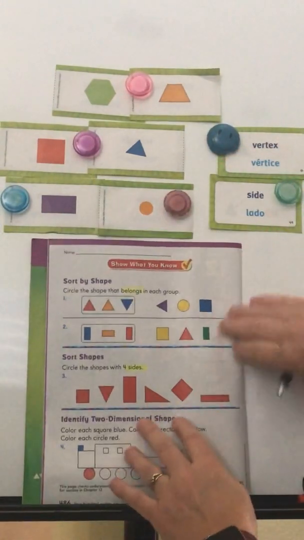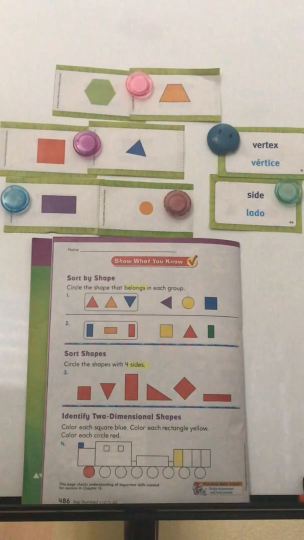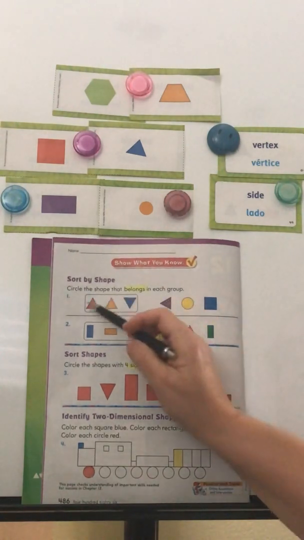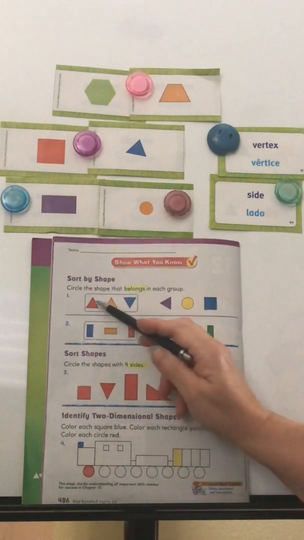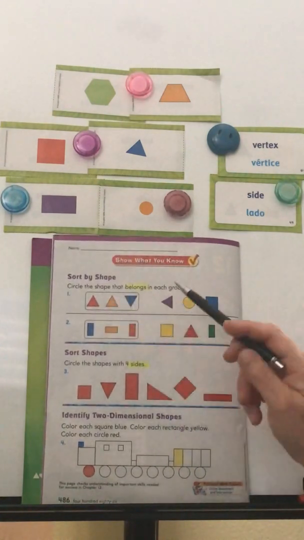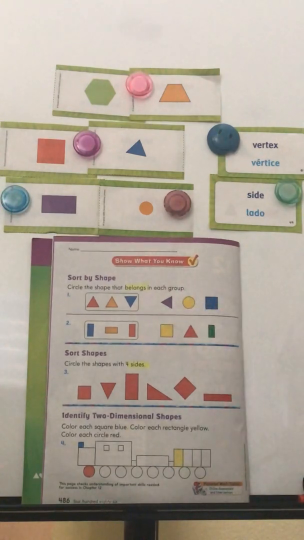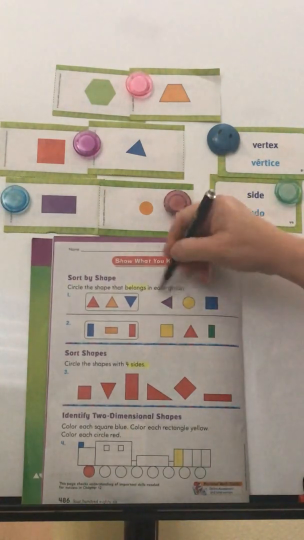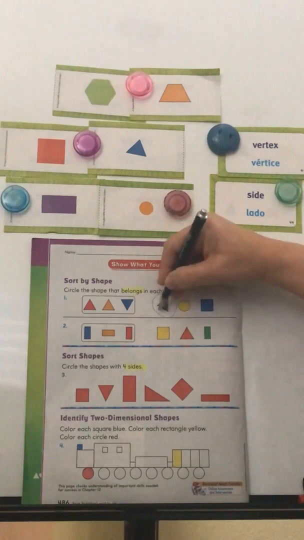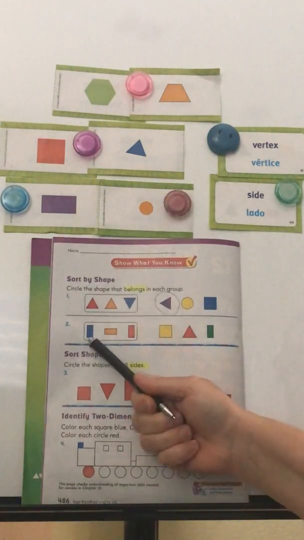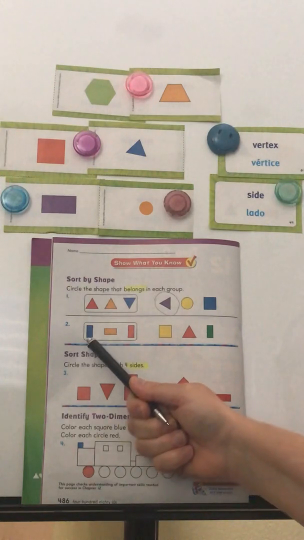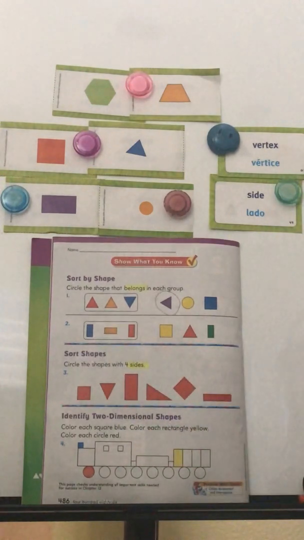Okay, so if you turn in your book to page 486 to the Show What You Know, we're going to circle the shapes that belong in each group. So here's the group. We can see that they are all triangles. They have 3 sides, 3 corners. So what shape over here belongs? Of course it would be the triangle because it has 3 sides and 3 corners, just like the ones in the group. So what shape do you see in number 2? What shape belongs with it?